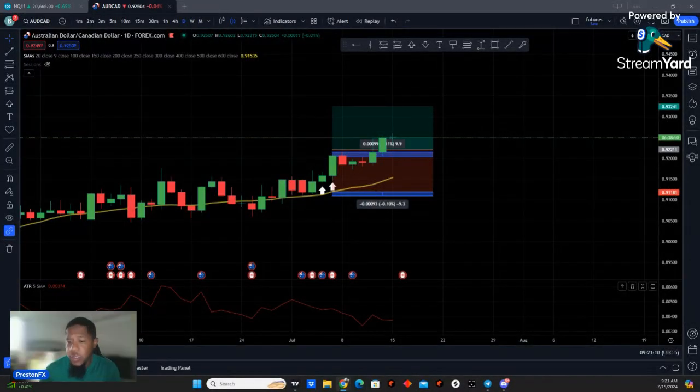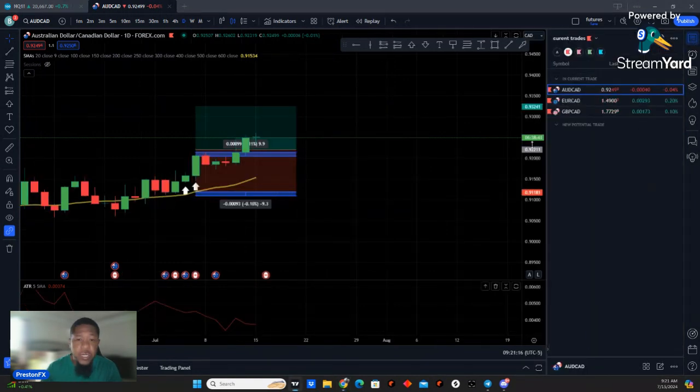All right. So today is July 15th, and we're going to go over a few pairs. The current trades right here, as you can see, are the AUD/CAD, EUR/CAD, and GBP/CAD.